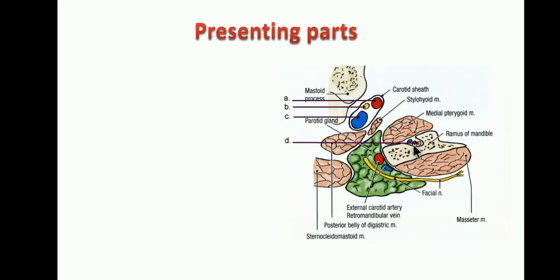it is actually the nerves and vessels which might be taken at a lower plane.